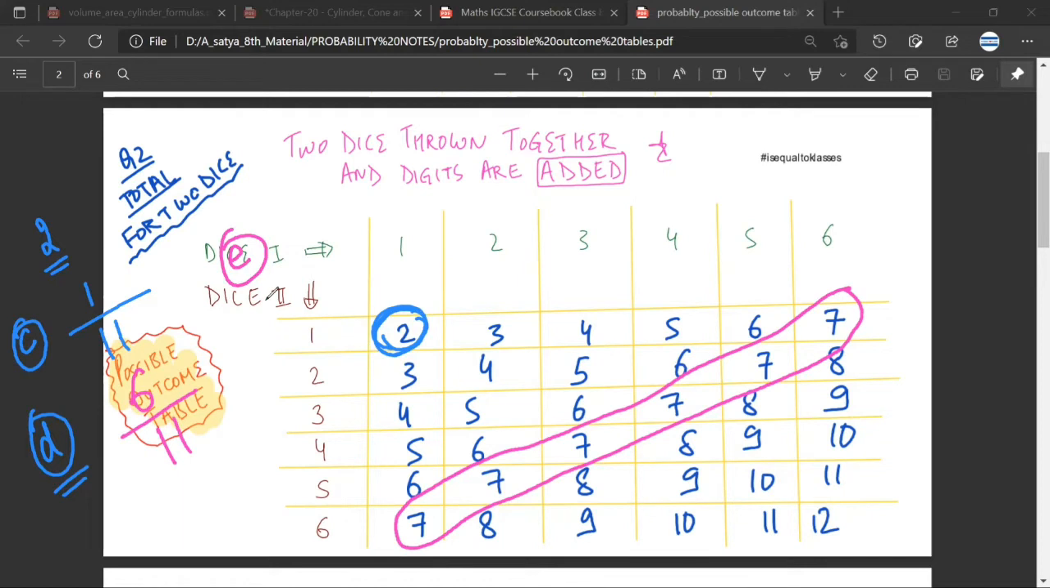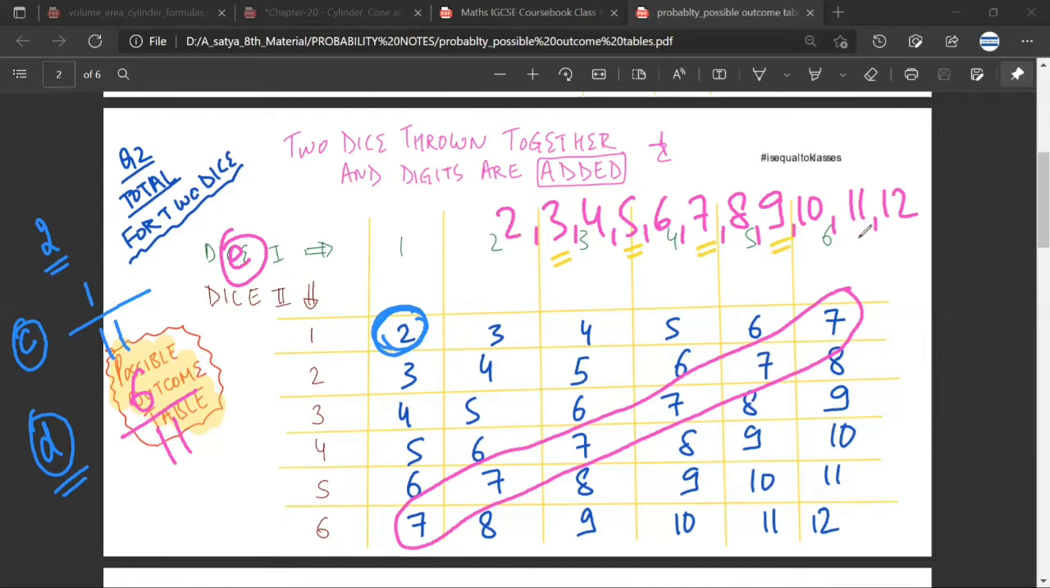In E part, he is asking that the total will be an odd number. So we have the options 2, 3, 4, 5, 6, 7, 8, 9, 10, 11, 12. Now odd numbers are 3, 5, 7, 9, 11. So how many odd numbers are there, Satya? Five. So the probability would be 5 by 11. Any doubt? No doubt, sir.